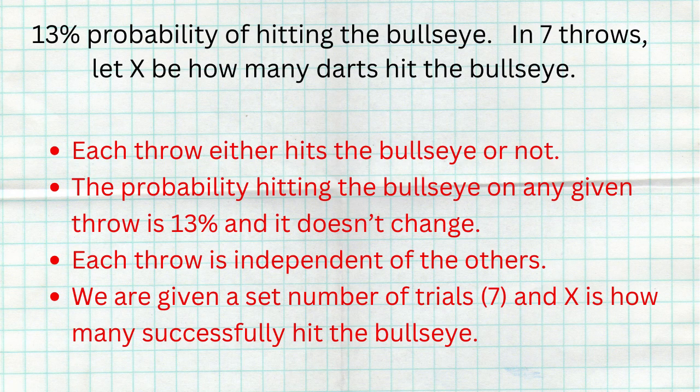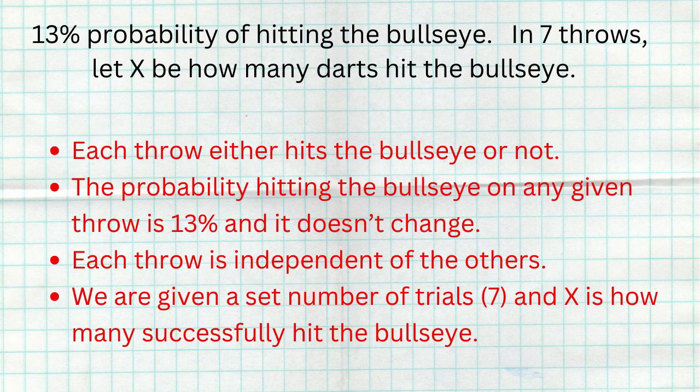Now, the first rule is that each throw of the dart is either going to hit the bullseye or it's not. Success hits the bullseye, fail, it doesn't. And the probability of it hitting the bullseye was given to us as 13%, and it cannot change, as I mentioned earlier. We also have to have independence, so if David hits 2 bullseyes in a row, that doesn't mean that the next outcome is going to be affected because of that. It's not going to be higher, it's not going to be lower. Every trial is independent no matter what.